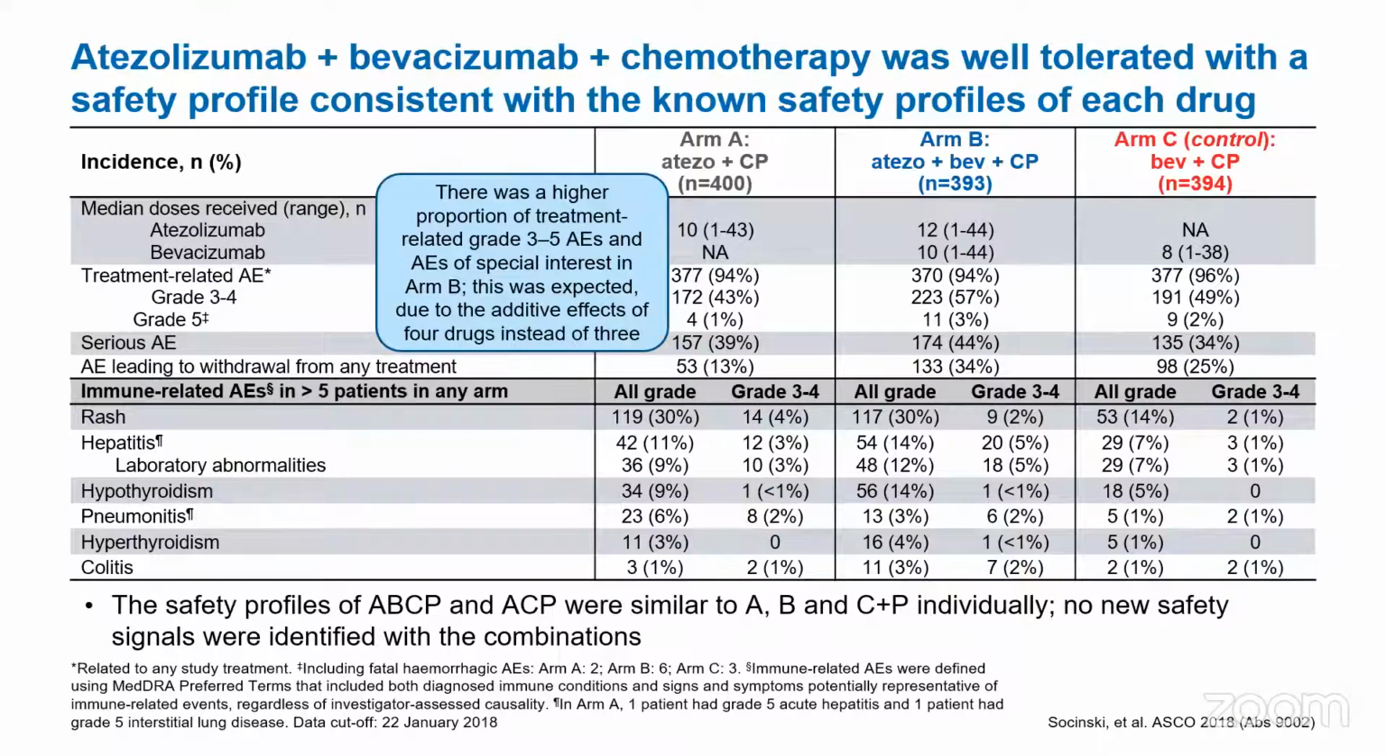So overall, this 4-drug regimen of ABCP was well tolerated, but definitely we know that once we are adding more and more drugs, we will get some sort of toxicities. There were toxicities, but the majority of them were manageable, and overall no new safety signals were identified. There were some higher reports of grade 3 to 5 adverse effects, but the majority were manageable in most patients.